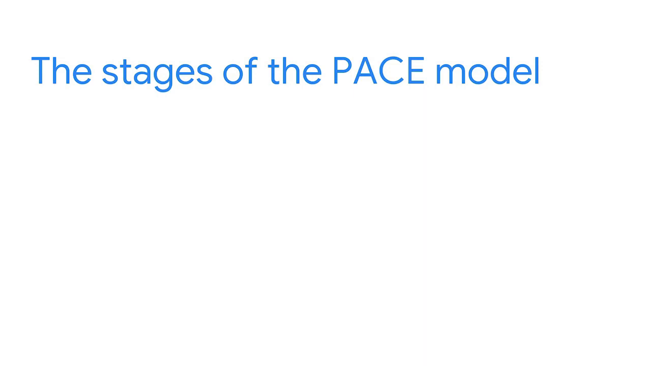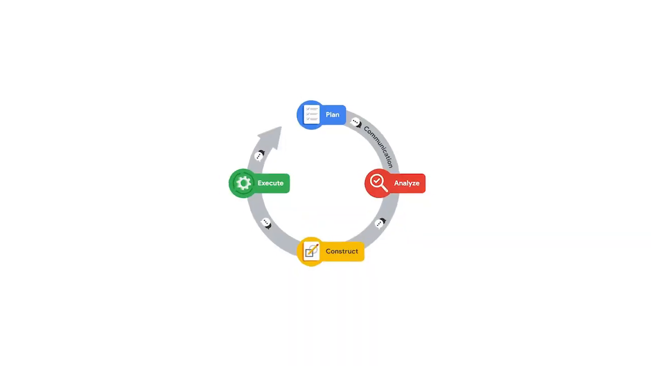Previously, you were introduced to the PACE framework. As a reminder, PACE has 4 stages: plan, analyze, construct, and execute. We also examined the rationale and key elements involved in effective communication. Now, let's investigate how they can be integrated together within data projects.